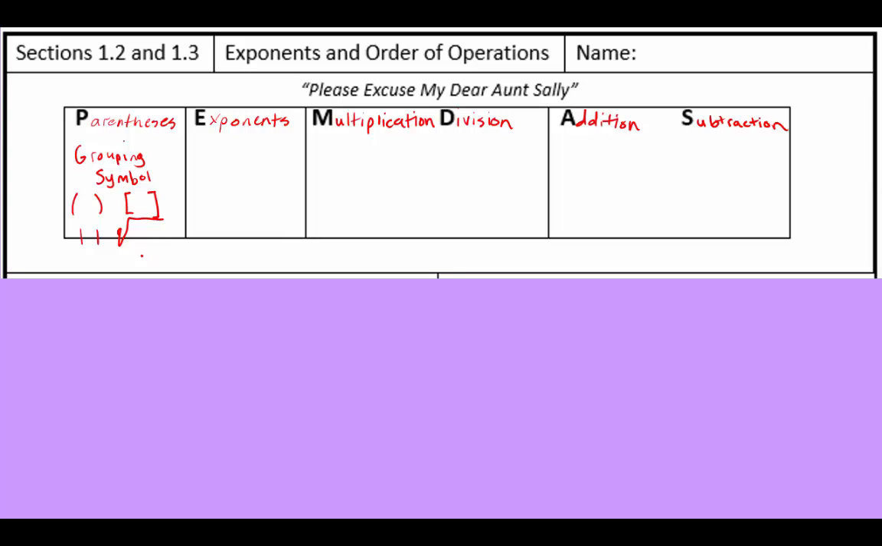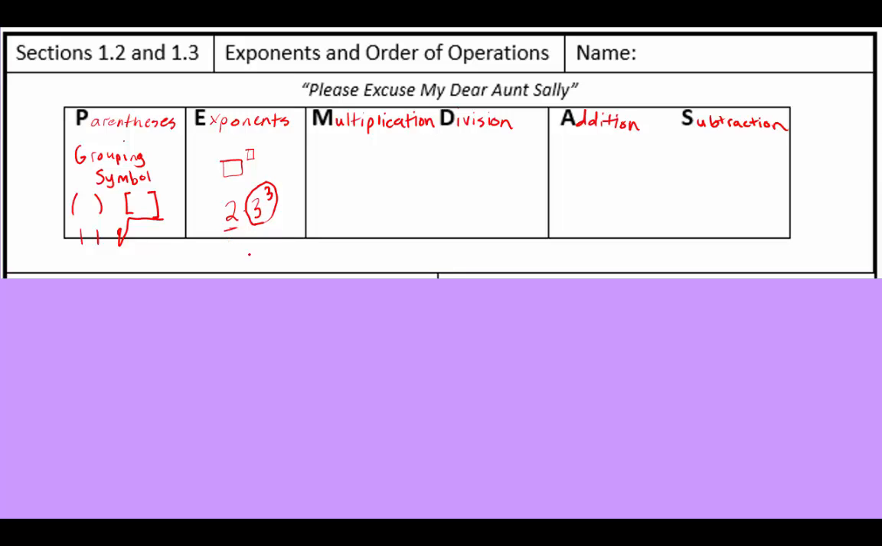The next step we have is we're going to get rid of all of our exponents. And so exponents are the small number that's up above other numbers. What we want to make sure that we do is we only look at what's right next to an exponent. So let's say that we have 2 times 3 to the third power. That third power only affects the 3 right here. And so I do 3 to the third power before I multiply by the 2.